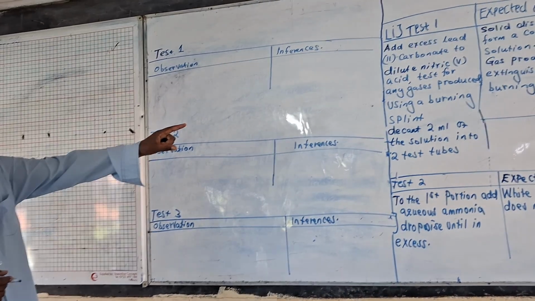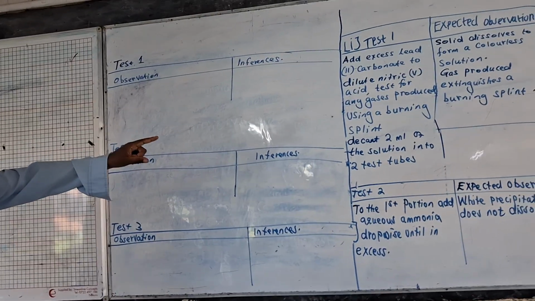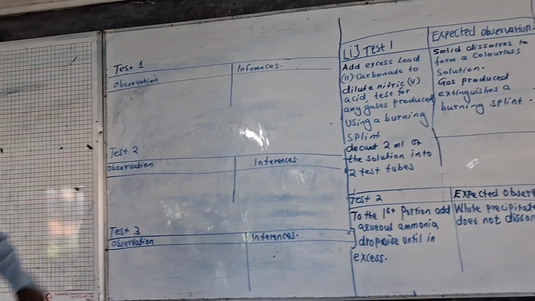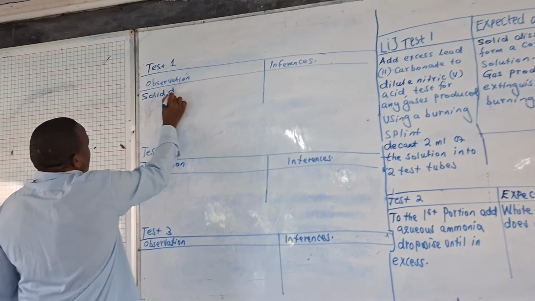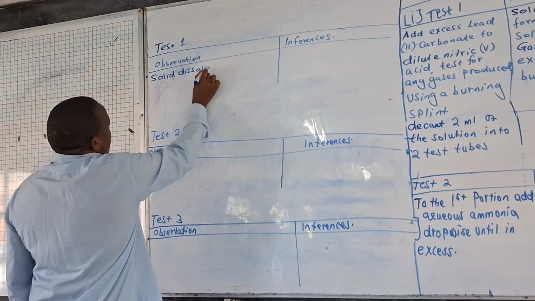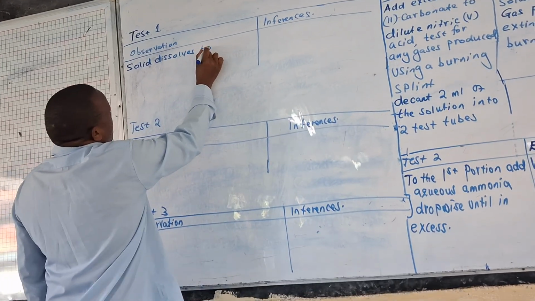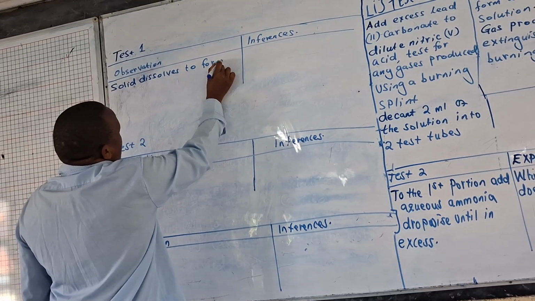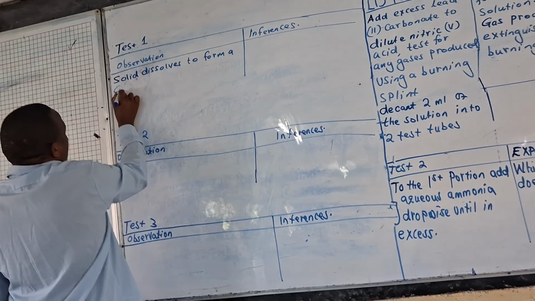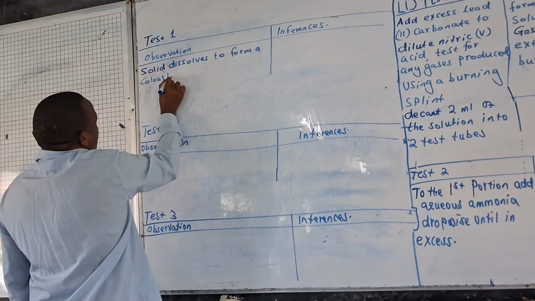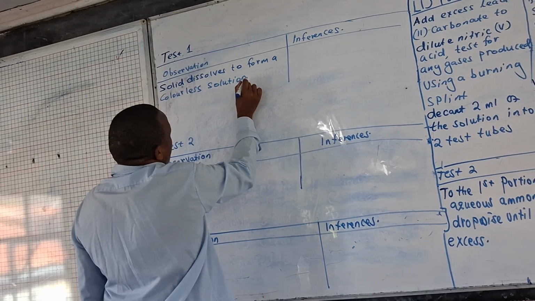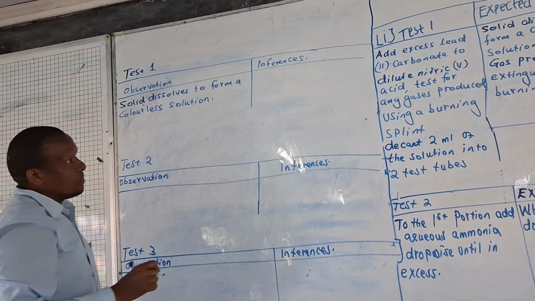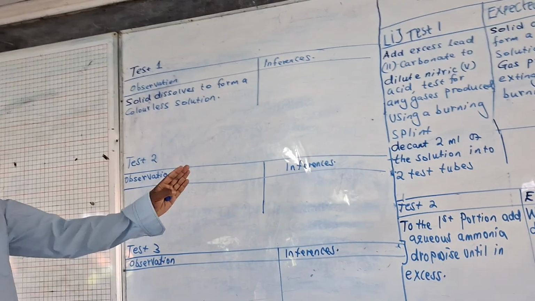It is true. Solid dissolves to form a colorless solution. So here you write: solid dissolves to form a colorless solution. That is one. What about the gas which was produced?